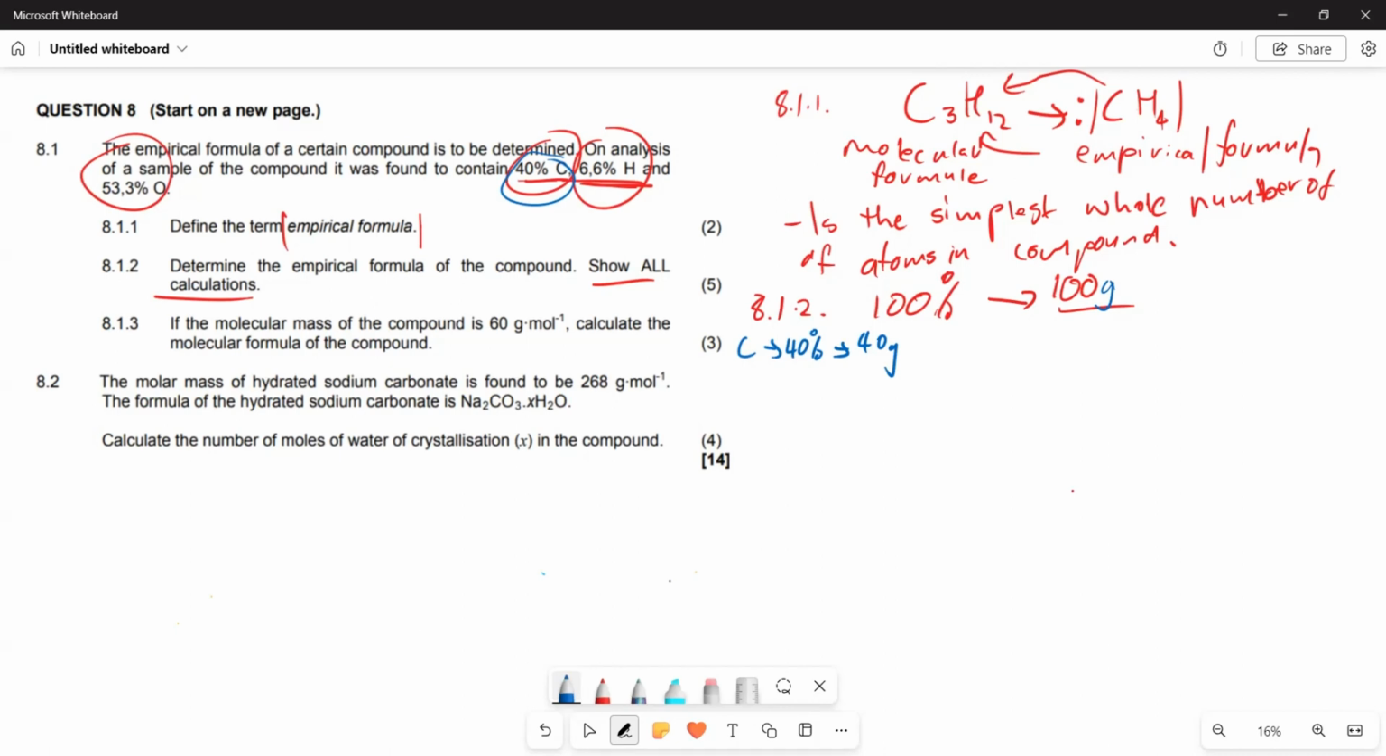The next step is to look at the molar mass of your carbon. Remember that carbon is given by 12, so this is going to be 12 grams per mole. What are we going to do after that? After we've calculated both of these things, we are going to look for the mole of your carbon.